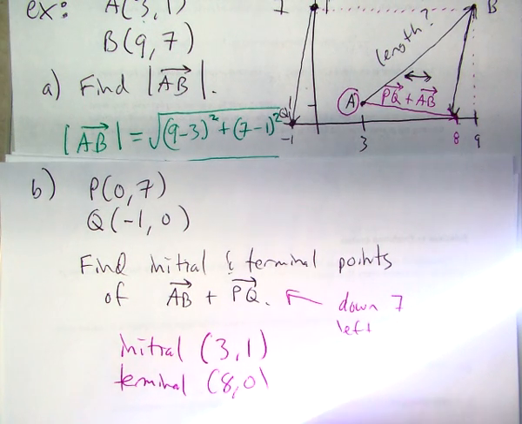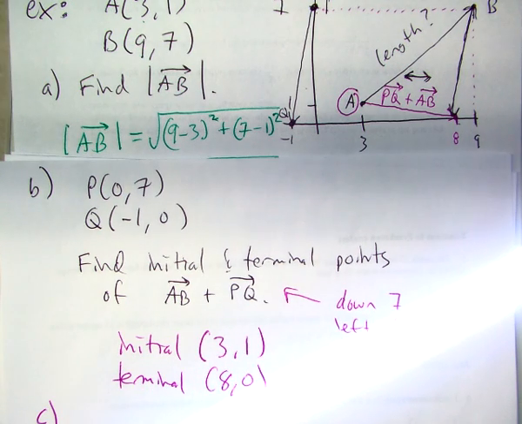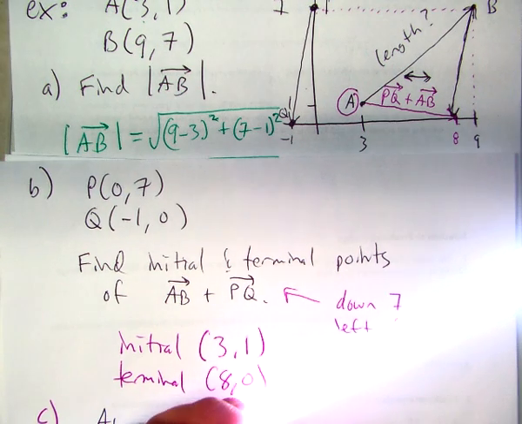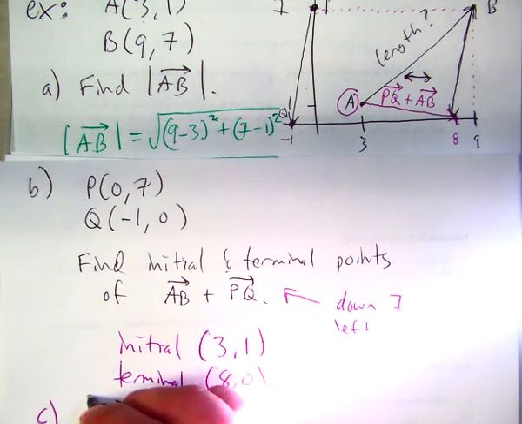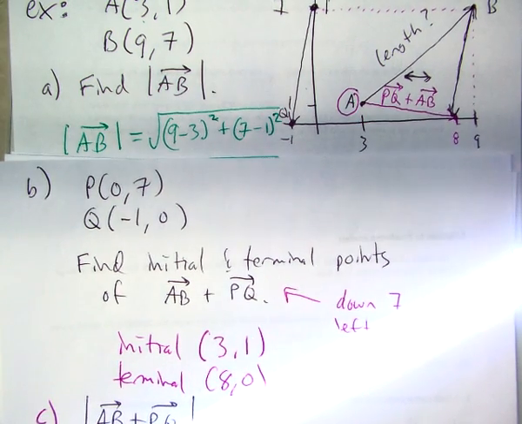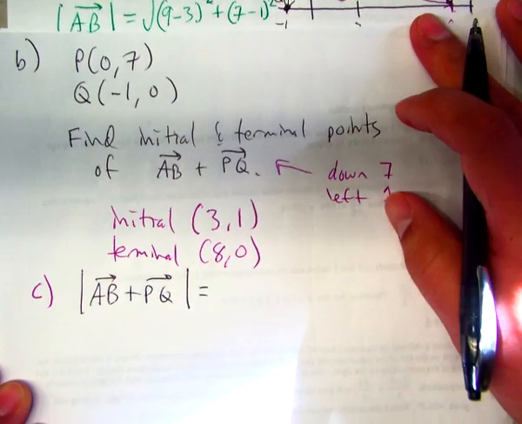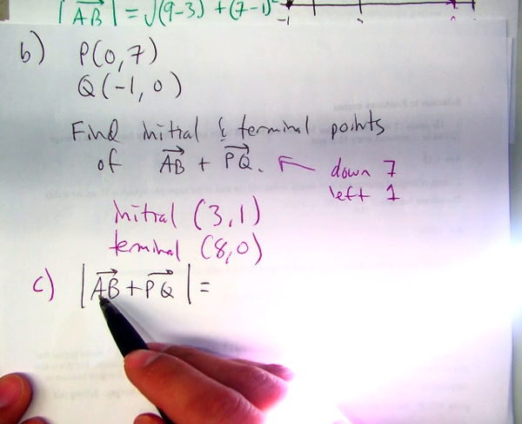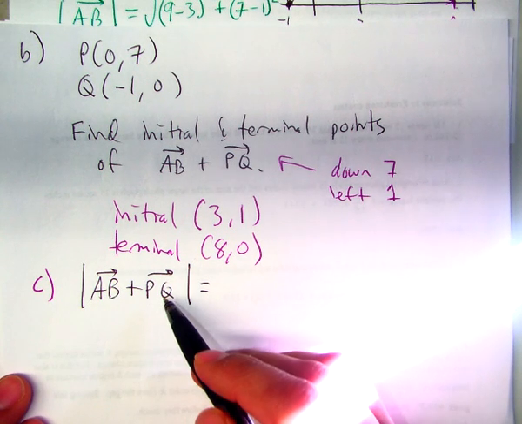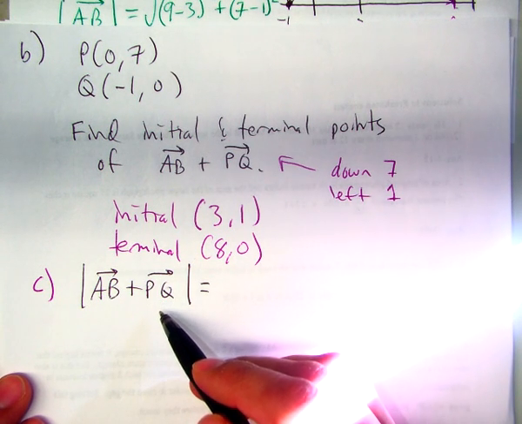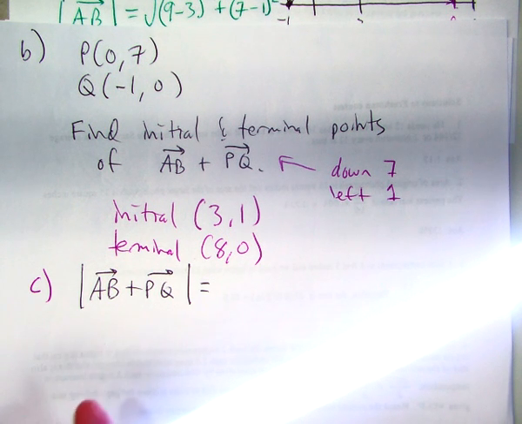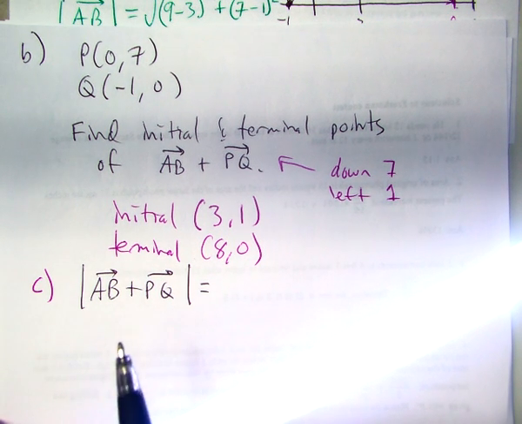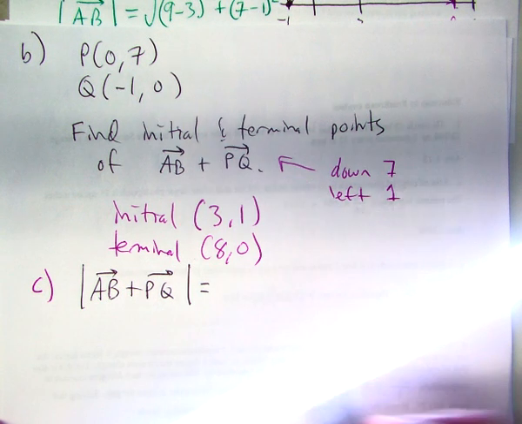Let's do the last one. What if I wanted to find this out? What does this mean? Oh, you guys can't see that. Yeah, so if I say find the length of AB plus PQ, we've already done the hard part. We're supposed to connect the vectors, figure out where one starts and where the new point is, where it ends. And now we can just do what?